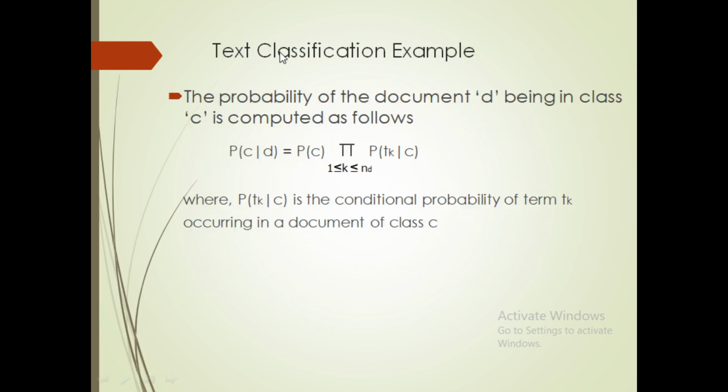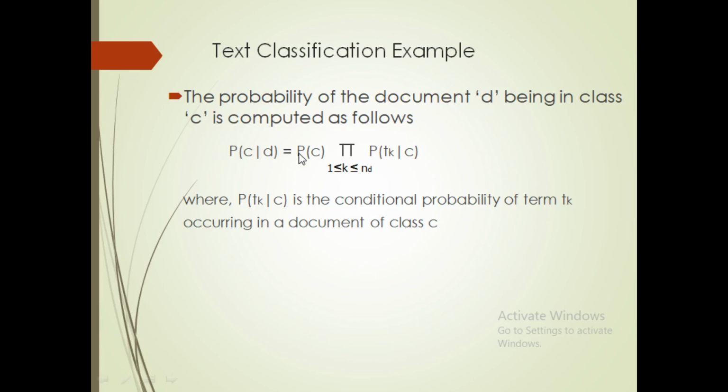Next one is for text classification. As I already said, naive Bayes is used for text classification. The probability of document D being in class C is computed as follows. Here we have D, which is nothing but the given document. Now we have to predict which class a particular document belongs to.